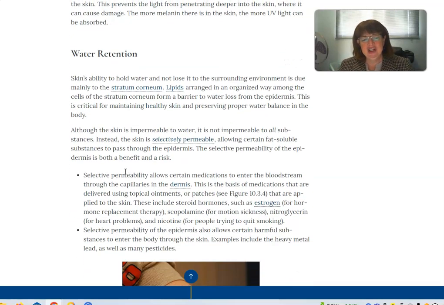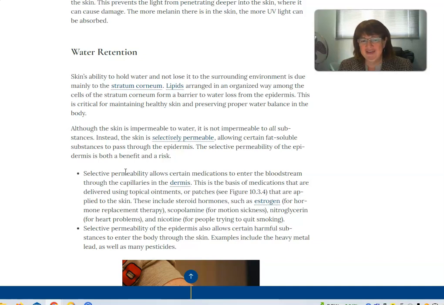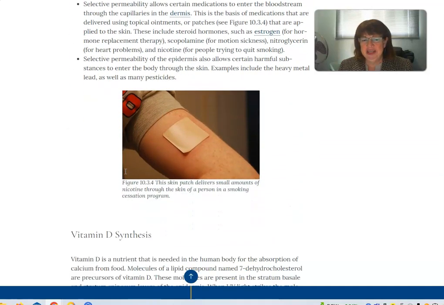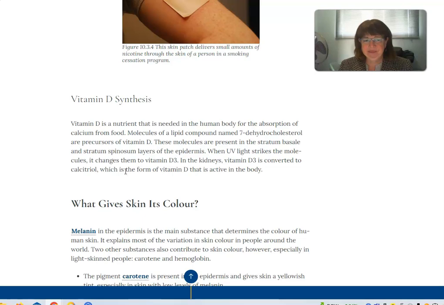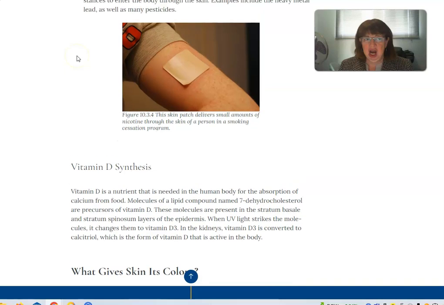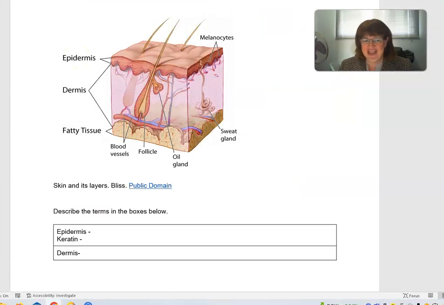Good. Another function of the skin is water retention. You have to keep your fluids in. I talked about vitamin D synthesis. Good. So that is our function of our skin. Good.